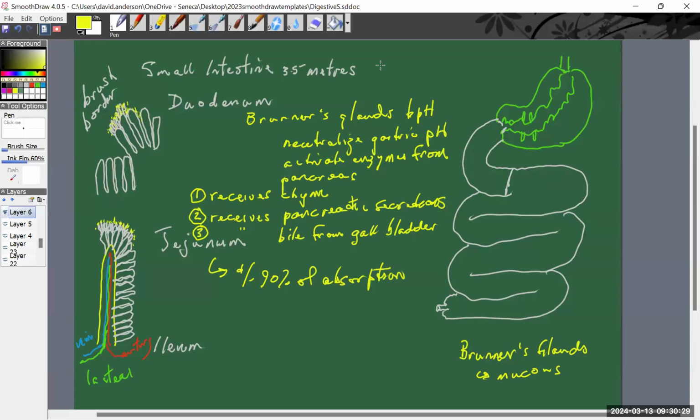The monosaccharides and fatty acids can be picked up by veins. They're smaller, so they can be picked up by veins. Same with amino acids. They're going to be picked up by the veins and carried away. So that represents about 90% of absorption.